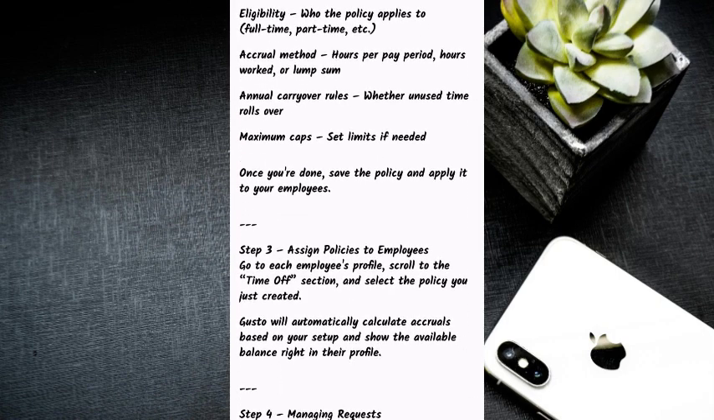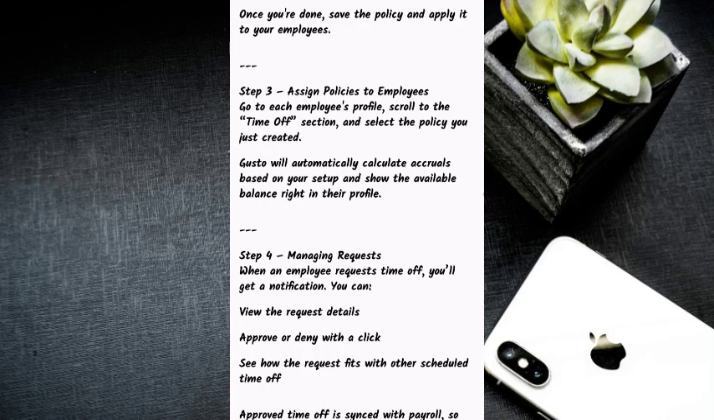Step 3 will be to assign policies to employees. Now just go to each employee profile, scroll to the time off section, and then select the policy that you just created. Now Gusto will automatically calculate accruals based on your setup and also show the available balance right in their profile.